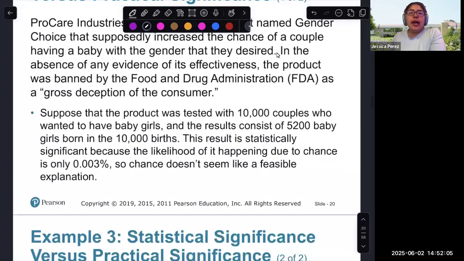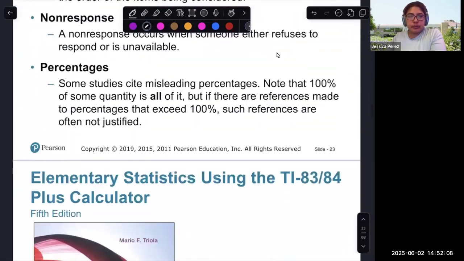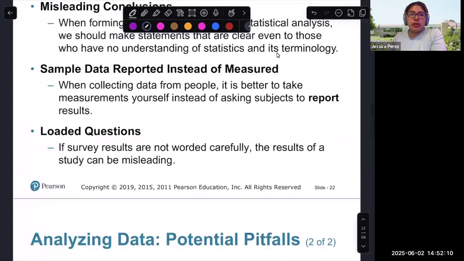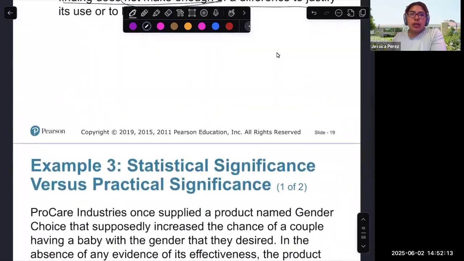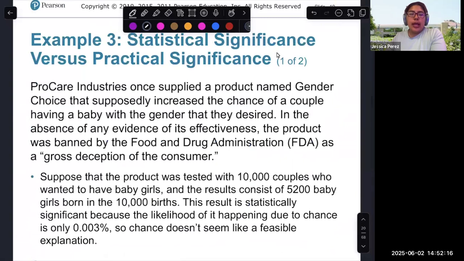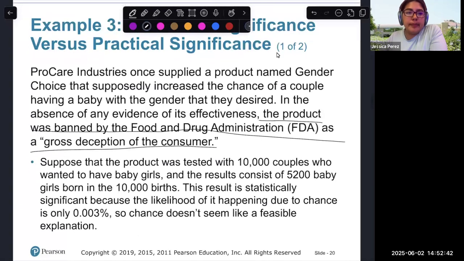Now we do have another example before we jump to section 1.2. Let's look at example 4: statistical significance versus practical significance. ProCare Industries once sold a product named Gender Choice that supposedly increased the chance of a couple having a baby with the gender that they desired. In the absence of any evidence of its effectiveness, the product was banned by the FDA as a gross deception of the consumer.